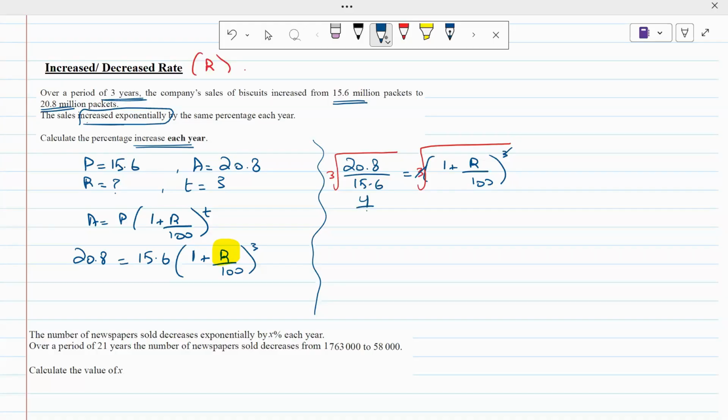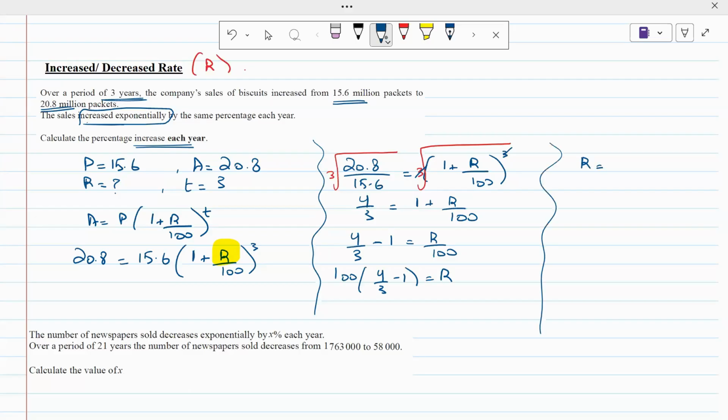4 by 3 is equal to 1 plus r upon 100. Try to maintain the fraction to have better accuracy of the answer. It would now be 4 upon 3 minus 1 is equal to r upon 100, and then 100 into 4 upon 3 minus 1 is equal to r. What is the final answer? Cube root of 20.8 upon 15.6 is 1.10.